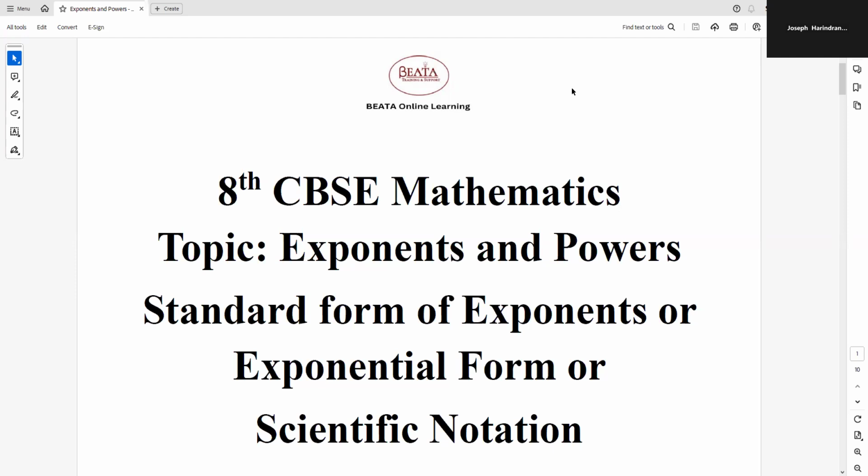In this session, we are going to see the topic exponents and powers, the standard form of exponents, or exponential form, which is also known as scientific notation. We are also going to solve a few selected problems from exercise 10.2 of the NCERT textbook. Now let us go into the session.